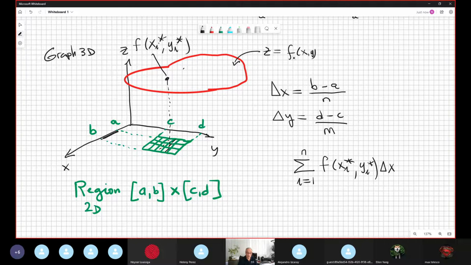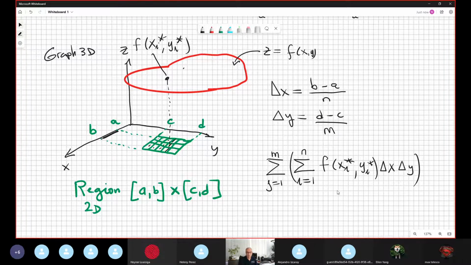So we are doing another summation, j equal 1 to m, of delta y. So in this case, both delta x, delta y. But actually, we have two kinds of summation. Look, two levels of summation. I'm going to cover every piece of the region. This is the Riemann sum.